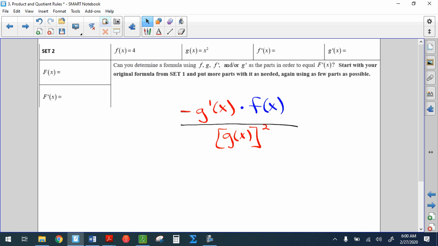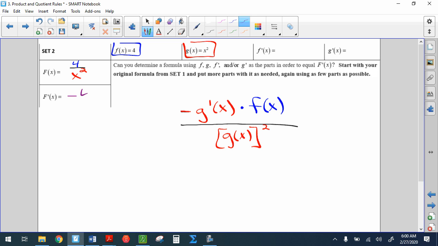All right, for set 2, f of x is still 4. g of x is x squared. Last time it was 4 and x. This time it's 4 and x squared. So the derivative, if I think of this as 4 times x to the negative 2, my derivative is going to be negative 4 times x to the negative 3, or negative 4 over x cubed.